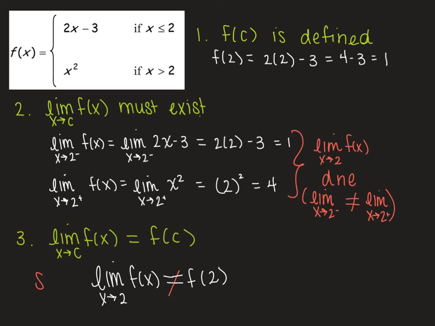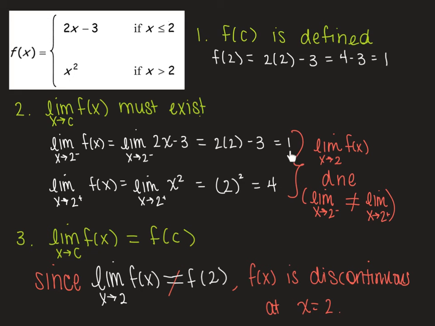Okay, so we can write this out as a whole thought here. So since the limit doesn't equal the function value, f of x is discontinuous at x equals 2. Now for us specifically, this asks what type of discontinuity, and you can see that just using these values right here, it's going to be a jump discontinuity, because on the left side of 2 we're at 1, the right side of 2 we've jumped to the value of 4. So this is a jump discontinuity.